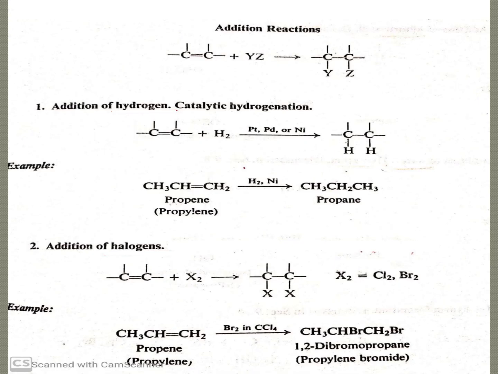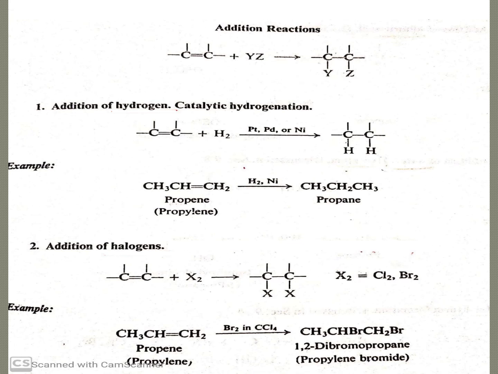Next are reactions which involve electrophilic addition, examples of various reactions of alkenes. First one, addition of hydrogen, that is catalytic hydrogenation. You can see hydrogen is added in the presence of platinum, palladium or nickel catalyst, and an alkane is formed. In this example, propene is converted into propane. Propene's common name is propylene.